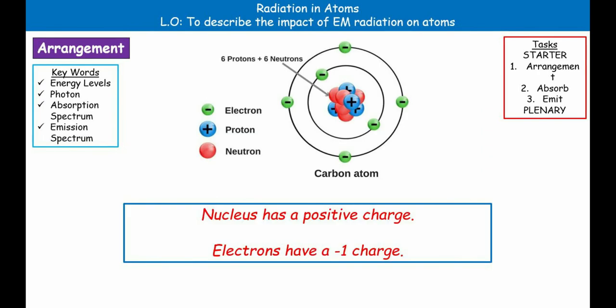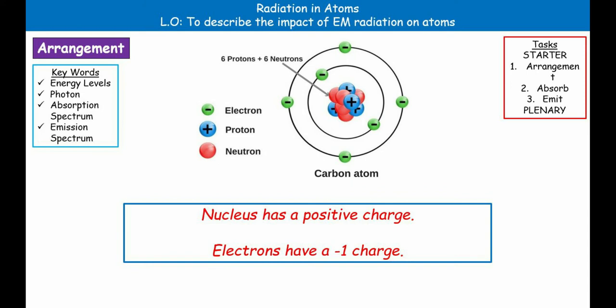I'm hoping that we've got a diagram something like the one at the top of the screen there. So in the middle we've got our nucleus, which is made up of the neutrons and the protons, and then around that in those shells we've got the electrons. So give yourself a tick if you got the structure of the atom right.